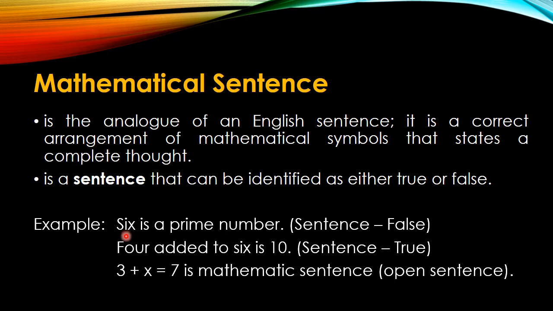Next, 4 added to 6 is 10. This is a sentence, and when you think about it, 4 plus 6 is 10. This is a true statement. Next is 3 plus x equals 7. This is also a sentence. This is called an open sentence. Why? Because it has the variable x. We cannot know the value of x unless we solve it. So it is an open sentence.